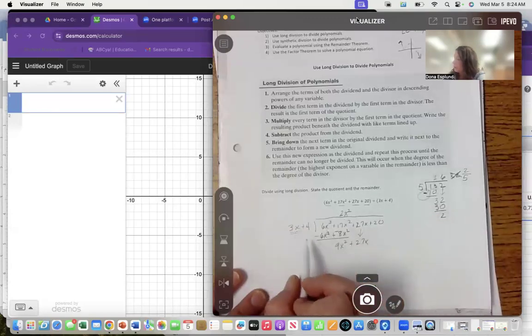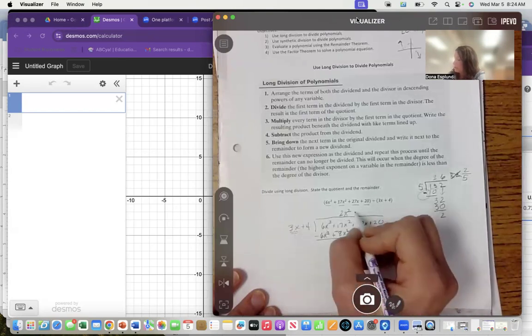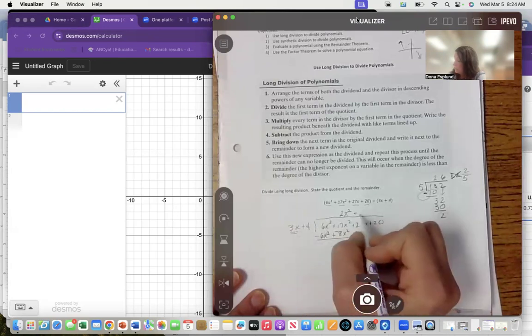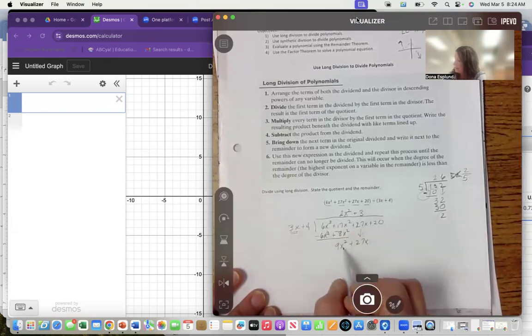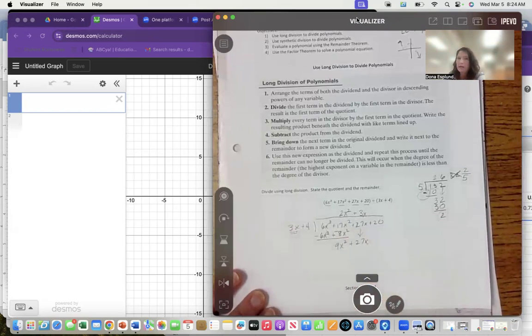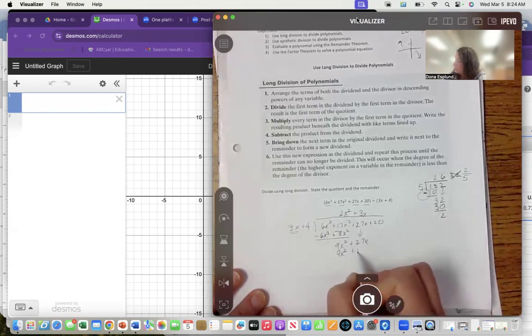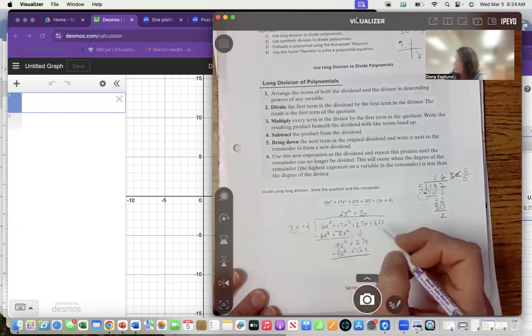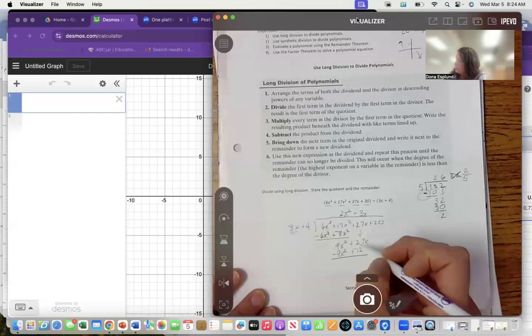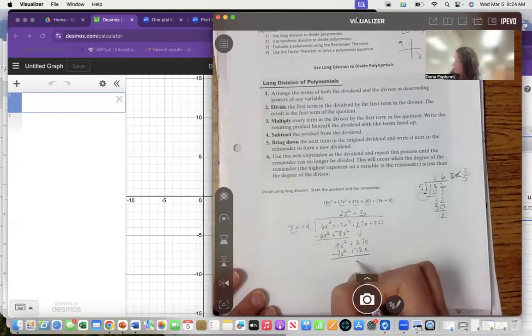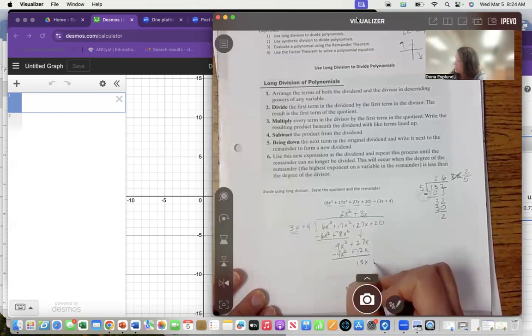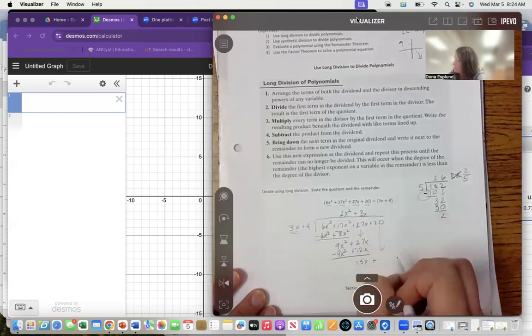Now I'm going to ask myself, what do I multiply 3x by to get 9x squared? In this case, 3 times 3 is 9, and x times x would be x squared, so I'm going to put a 3x at the top. Then I'm going to multiply it through. So I end up with 9x squared plus 12x. When I draw the line, I'm just going to change the sign so that I can just add, and it reminds me that I'm subtracting. So 27 minus 12 would give me 15x. And then I'm going to drop down the 20, just like I did before.